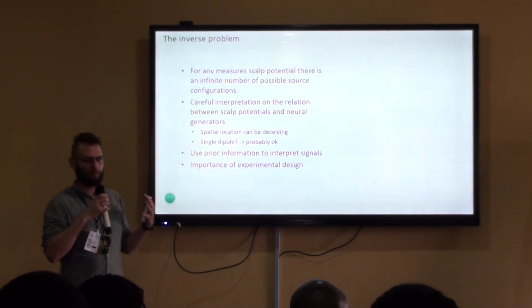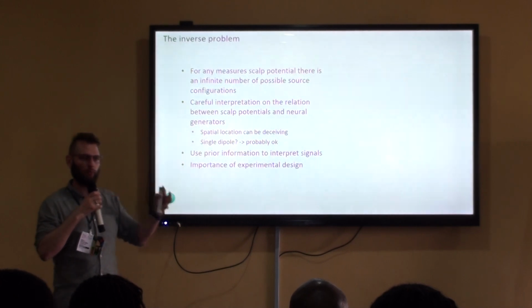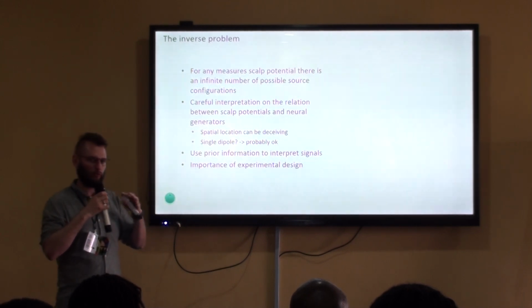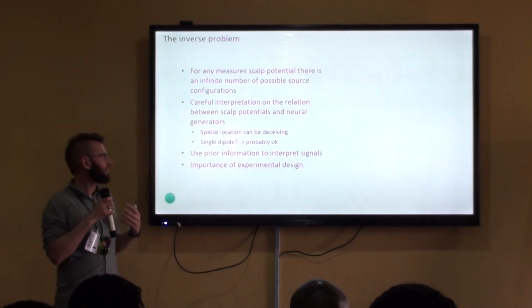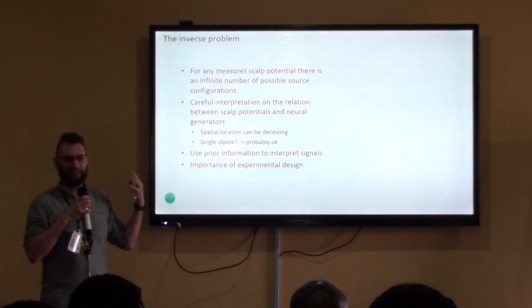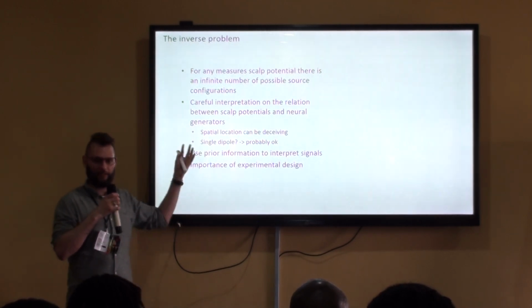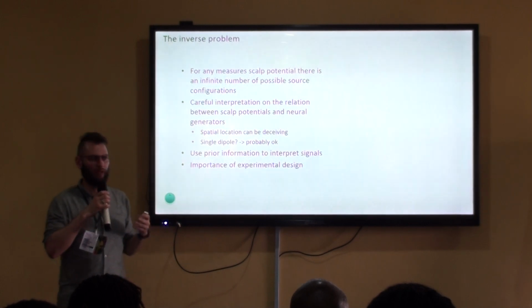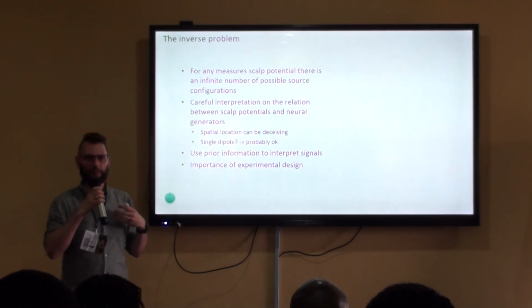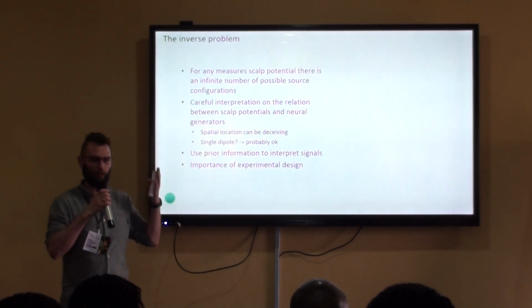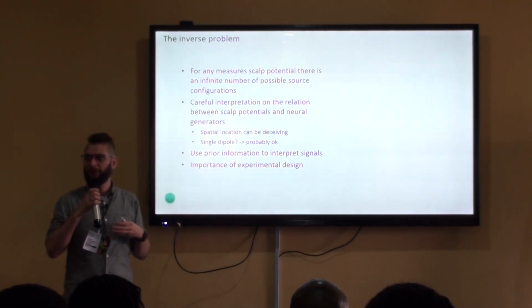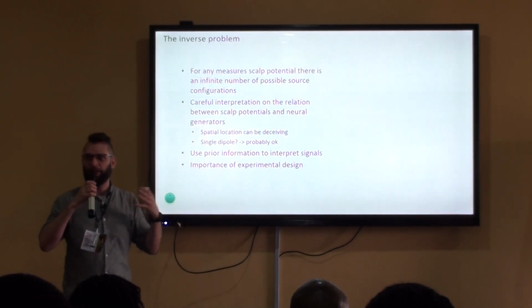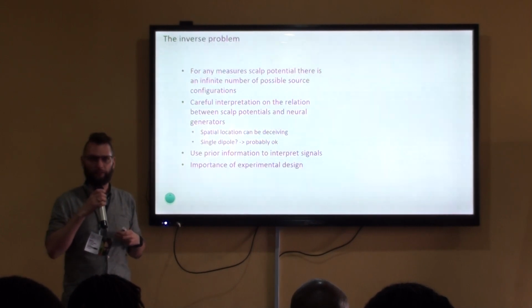It does mean that we cannot map one-to-one from scalp to underlying sources. The spatial location can be deceiving, but if we see a single dipole, like in the plot shown before, we can also apply some basic logic, Occam's razor, saying that perhaps we should just accept the simplest explanation in the absence of conflicting evidence.